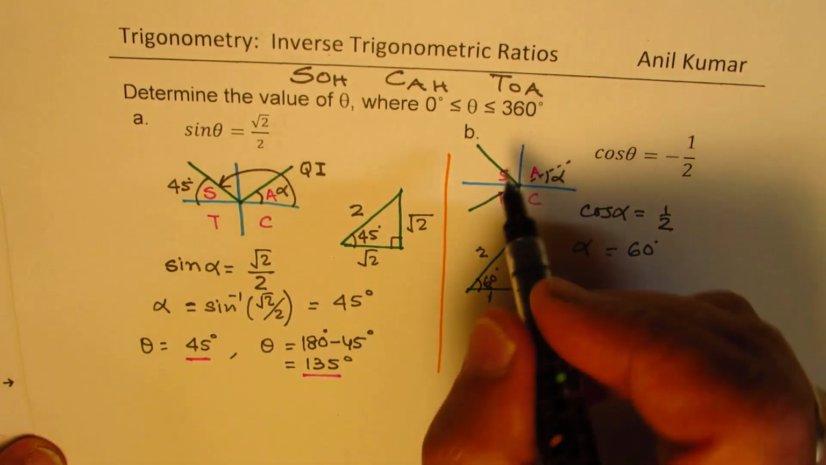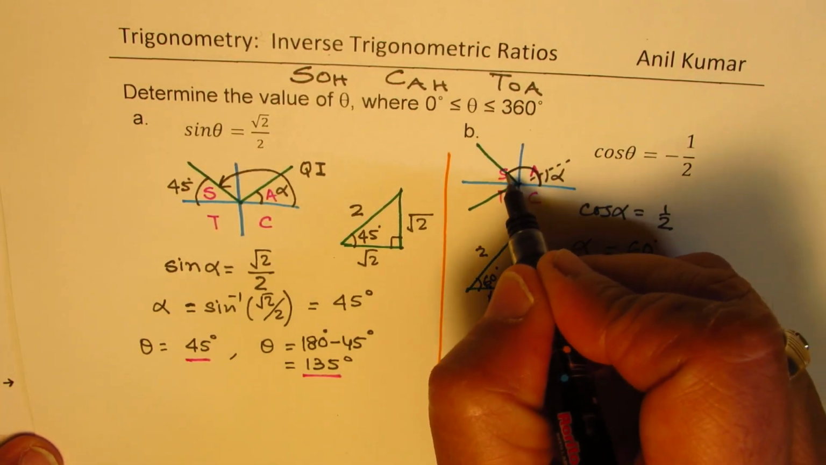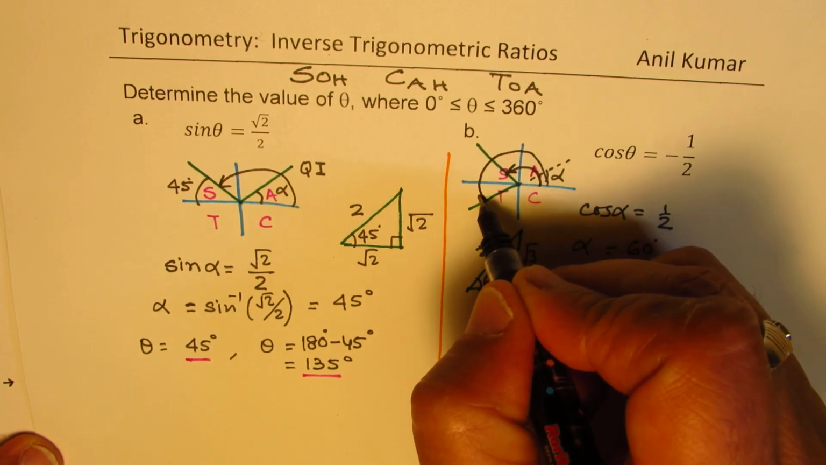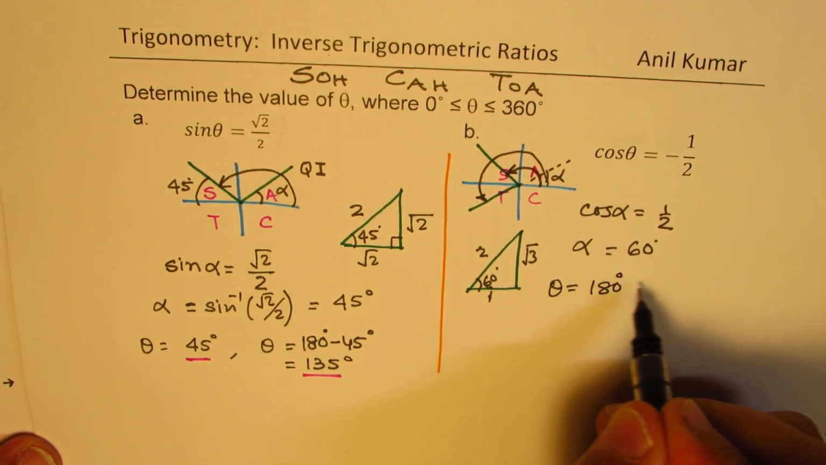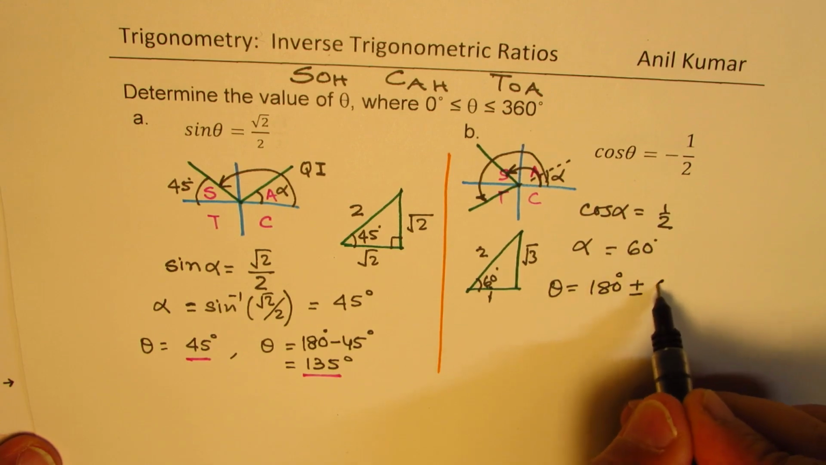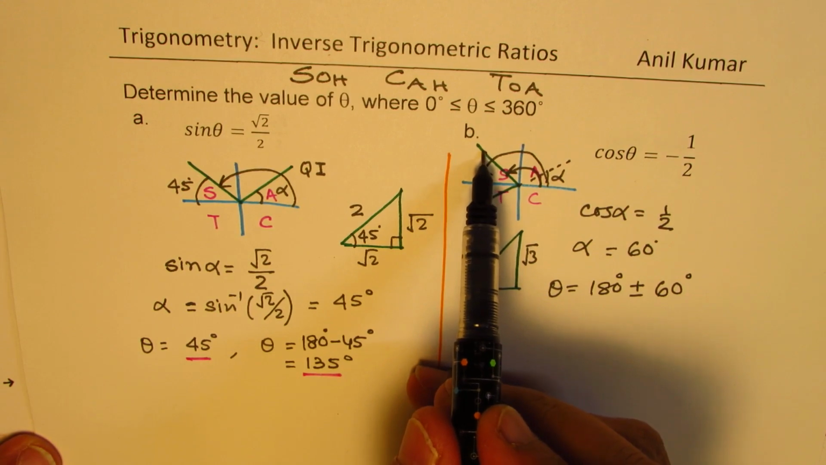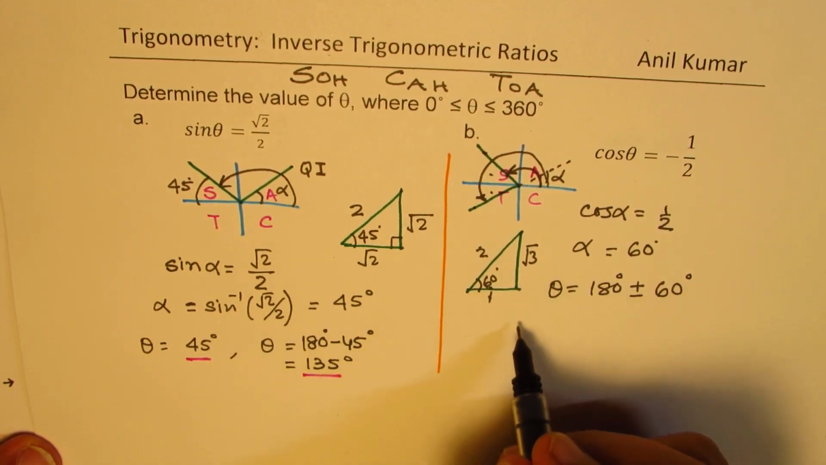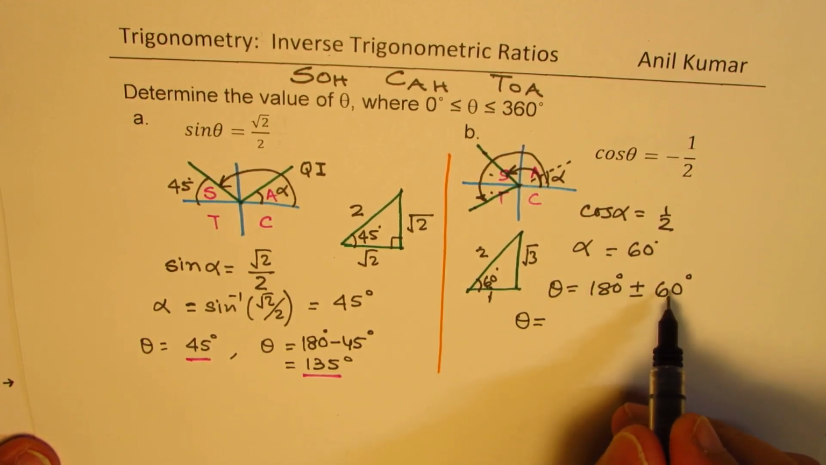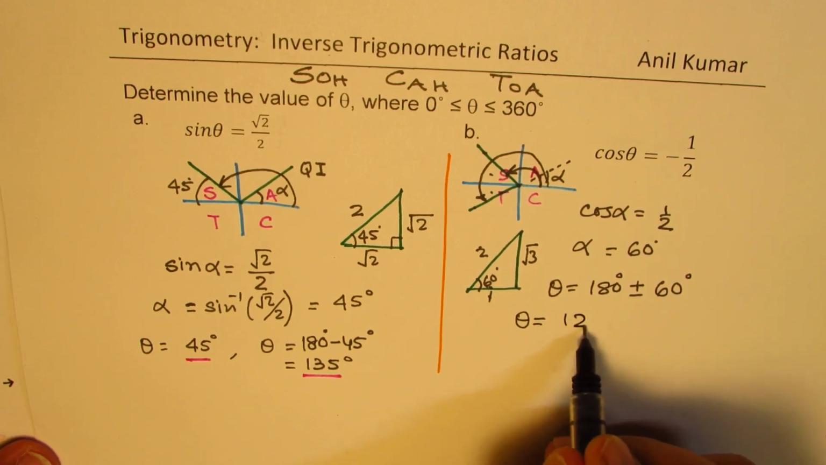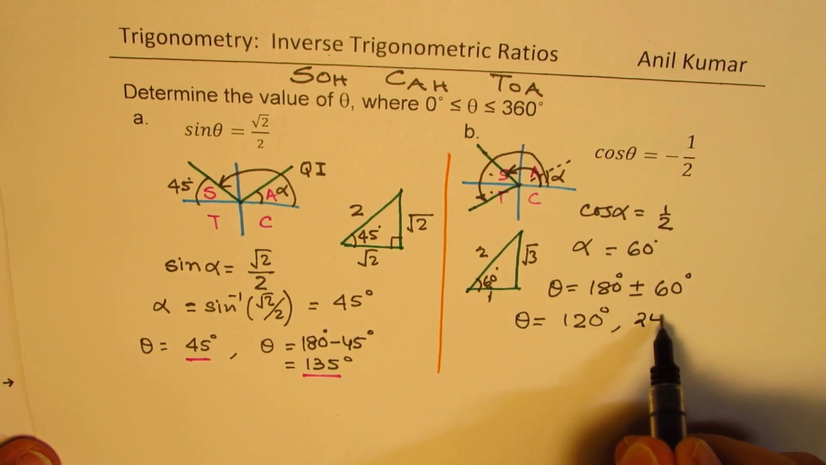So what is the principal angle in this case? The principal angle is this theta and also that one, right? So basically theta equals 180 degrees plus or minus 60 degrees, since those are 60 degrees. So that one is 180 minus 60, this is 180 plus 60. So we get our solution as theta equals 180 plus 60 and 180 minus 60. That means 120 degrees when you take away 60, and when you add, it becomes 240 degrees.